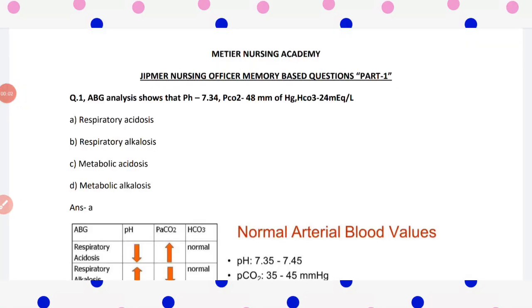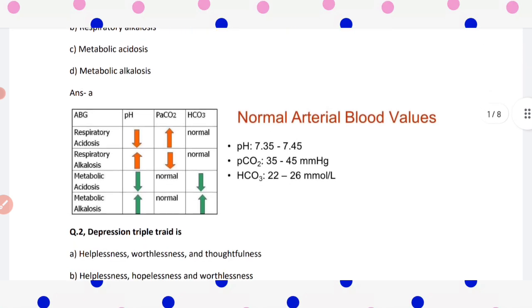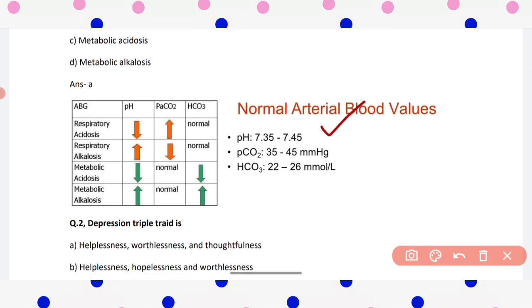The first question is, ABG analysis shows that pH is 7.34, partial pressure of carbon dioxide is 48 mm of Hg, bicarb is 24. They have given four options: respiratory acidosis, respiratory alkalosis, metabolic acidosis and metabolic alkalosis. It is a simple and direct question. In order to solve this question, you should know the normal arterial blood gas values. What are they? pH 7.35 to 7.45, partial pressure of carbon dioxide 35 to 45 mm of mercury, and bicarb is 22 to 26. You should know these three values in order to solve this question.